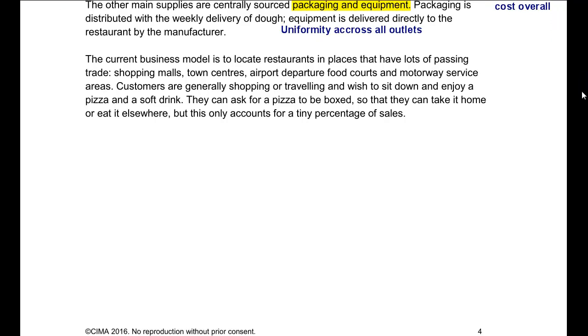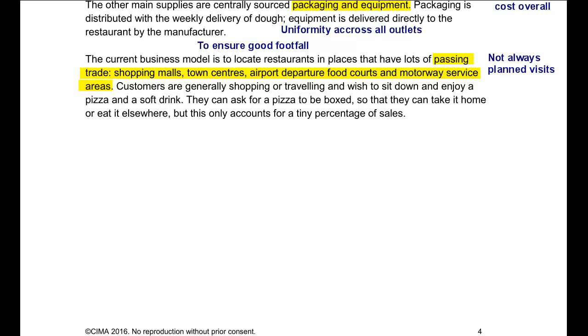Now, the final paragraph here talks about where they set up. What kinds of places do they look for so that they can ensure good footfall into their restaurants? And it says here that they rely on passing trade. So they're giving you some examples here, such as shopping malls, town centres, airport lounges and motorway service stations. So perhaps they are relying here on people spontaneously deciding to come and eat in Pizzatime rather than getting people to go out with the intention of eating at Pizzatime restaurants.